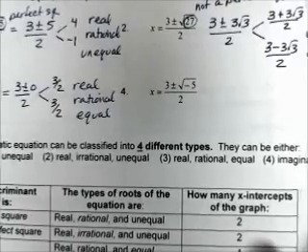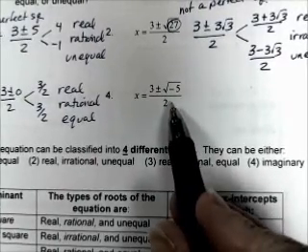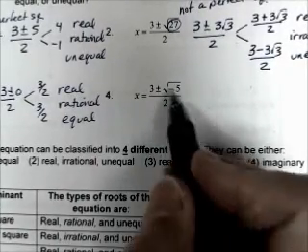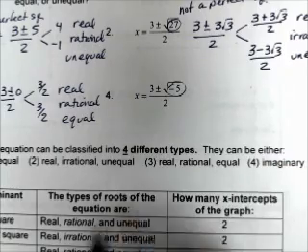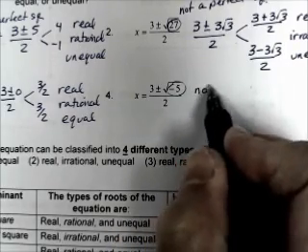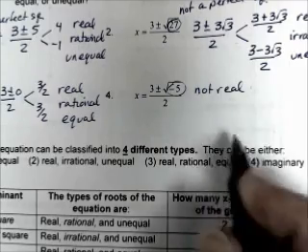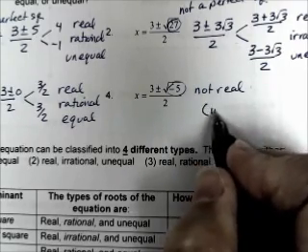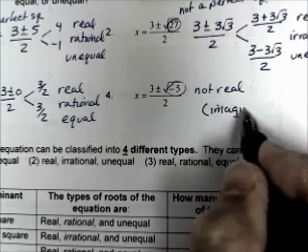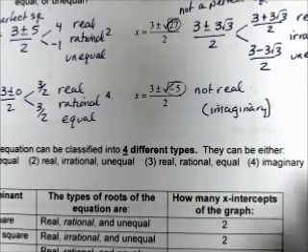And the fourth one, x equals 3 plus or minus the square root of negative 5 over 2. Again, because this value here is a negative value, the roots are not real. They're going to be called imaginary. They're not real.